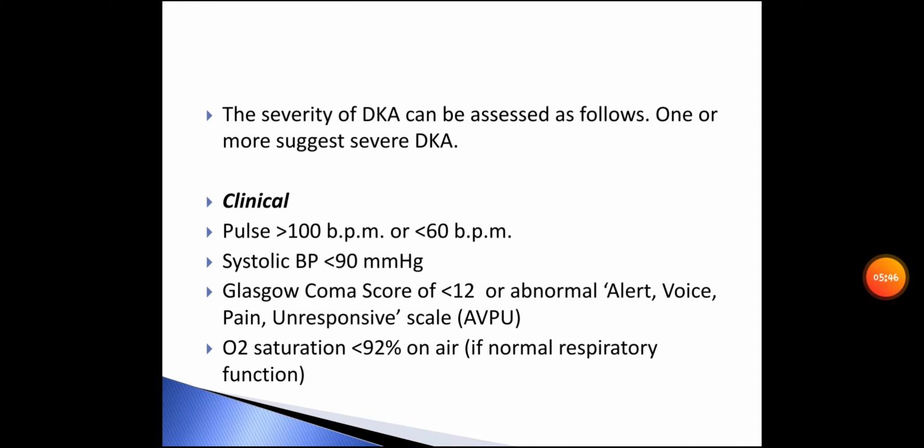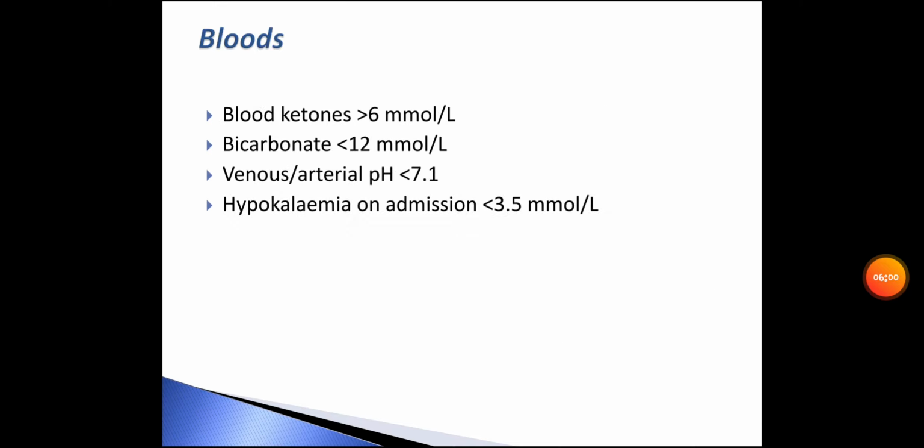Systolic BP less than 90 mm mercury. Glasgow Coma Scale of less than 12 or abnormal on the Alert, Voice, Pain, Unresponsive scale, which is AVPU. Oxygen saturation less than 92% on air if normal respiratory function.